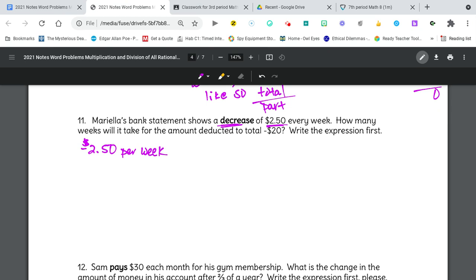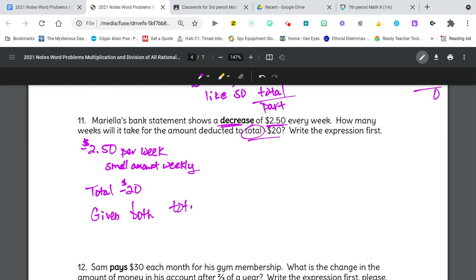And that's every week. How many weeks will it take the amount deducted to total negative $20? I already know I got an amount that's coming out per week. And that's the small amount. And this is weekly. And it also gave me the total, which was negative 20. So here I'm also given both. So take your total and divide it by the part that's coming out weekly.